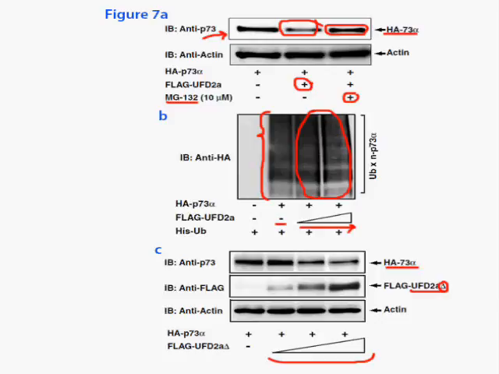So shown here, the levels of UFD2A delta increase in correlation with the increased expression of the plasmid. However, the levels of P73 alpha still decrease despite UFD2A not being able to ubiquitinate it. So this indicates that UFD2A downregulates P73 alpha without ubiquitinating it and by some other mechanism.